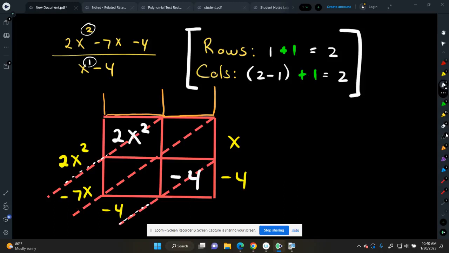Okay, we're going to double check our diagonals to make sure everything is okay. So this diagonal is just 2x squared. And then I've got this diagonal: I have x and negative 8x. Well, x plus negative 8x is negative 7x. So that worked out good. And then this diagonal is just negative 4, so that worked out good. So my answer, 2x squared minus 7x minus 4 divided by x minus 4 equals 2x plus 1. That's our answer.